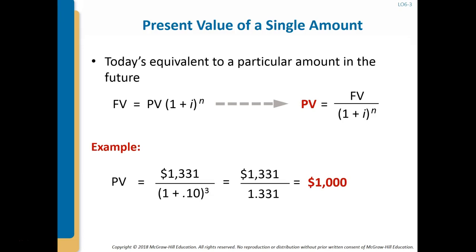Remember that the future value of a present amount is the present amount times 1 plus I to the nth. Logically, that computation can be reversed to then find the present value of a future amount to be the future amount divided by 1 plus I to the nth. We substitute present value for 1, the invested amount in the future value formula.